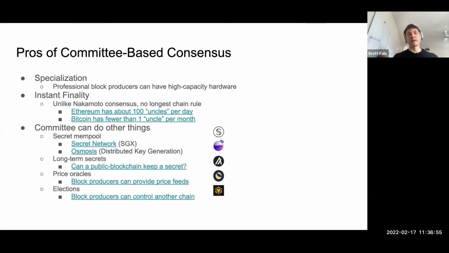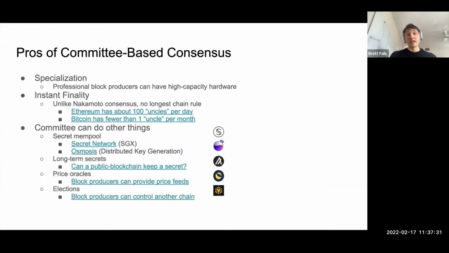Chains that use Nakamoto consensus see a lot of these short-term forks. Ethereum has at minimum about 100 uncles a day, which are blocks that get uncled out and don't end up making it to the longest chain. Bitcoin has many fewer because the block time is much longer, but they still see about 1 uncle per month. That's something you have to worry about if you want your transaction to go through. This is something you can get rid of with these committee-based consensus protocols, and it's a big selling point for a lot of committee-based consensus schemes.